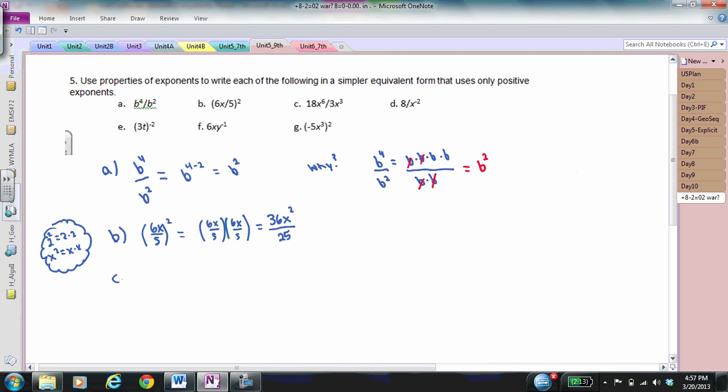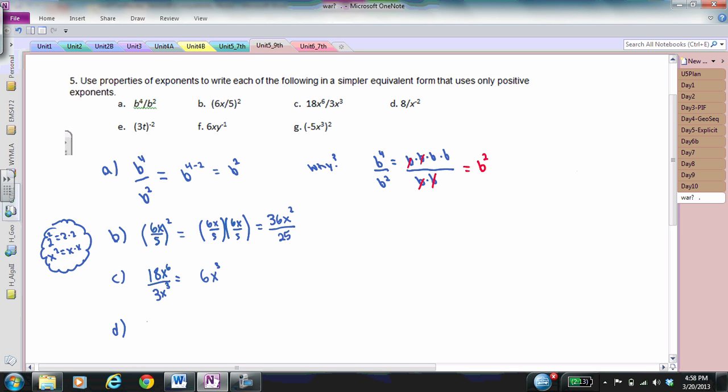Now part C is similar to part A. We are dividing 18x to the 6 divided by 3x cubed. So 18 divided by 3 is 6, and then x to the 6 divided by x to the third is x to the 6 minus 3, which is 3. So 6x to the third is our answer.